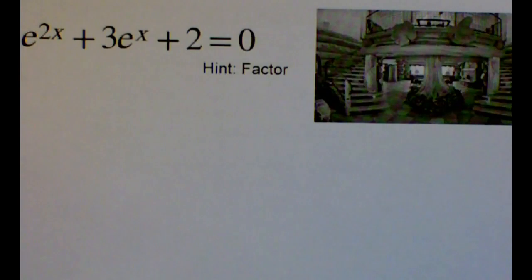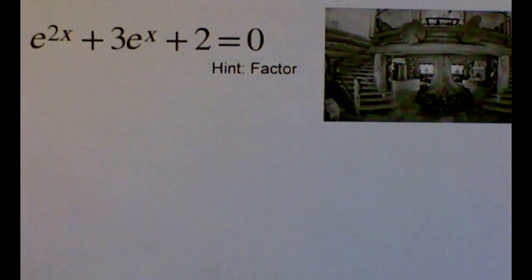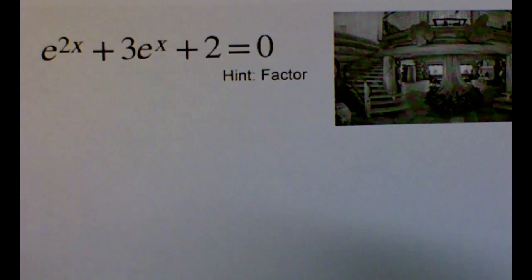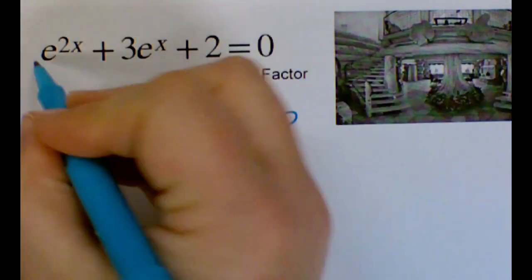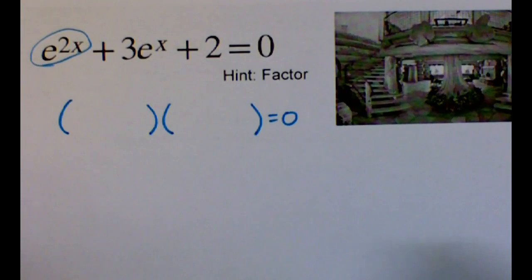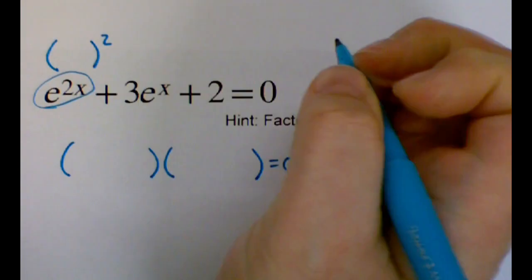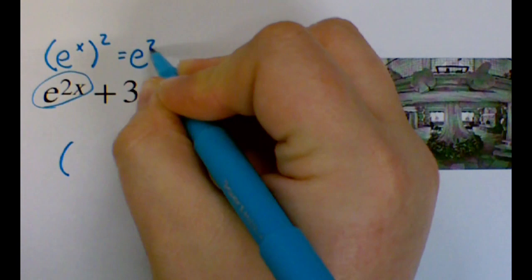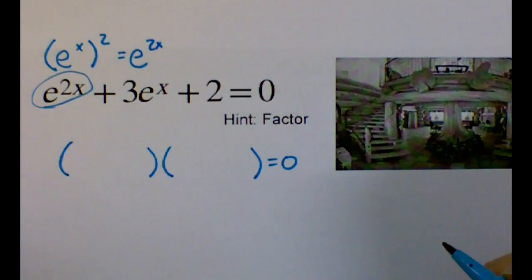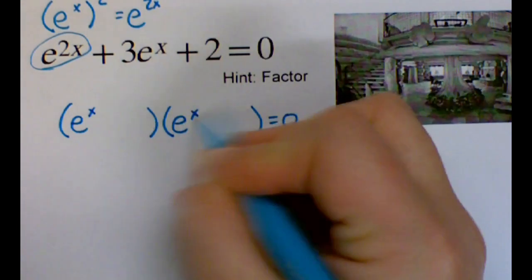And now for this one. This one has more going on than just e's, so I can't just take the natural log of both sides. Instead, we need to factor. And factoring here is kind of wonky, because we usually take our first term and it's something squared. Well, e to the x power squared is e to the 2x power.